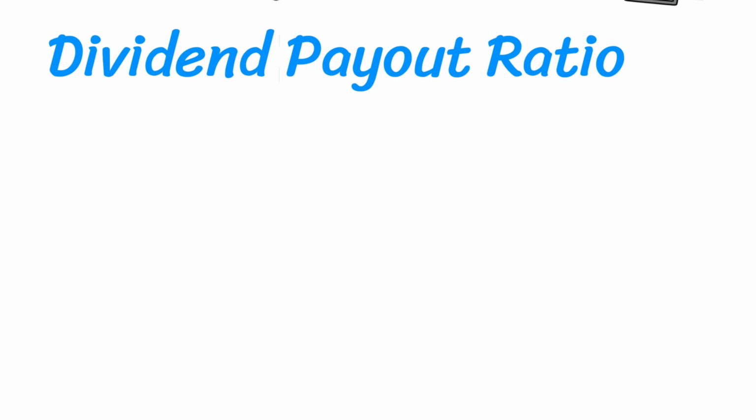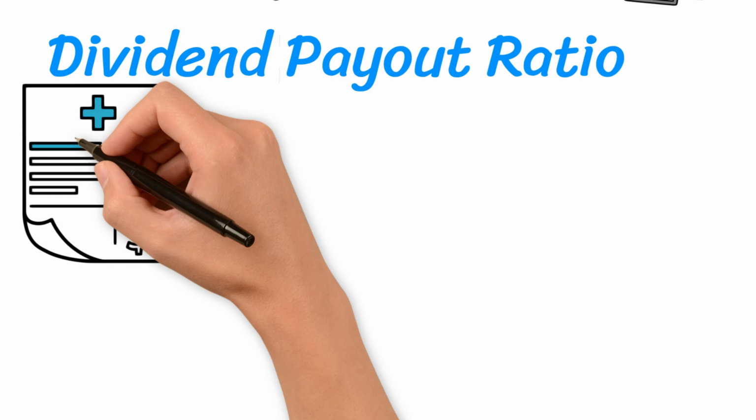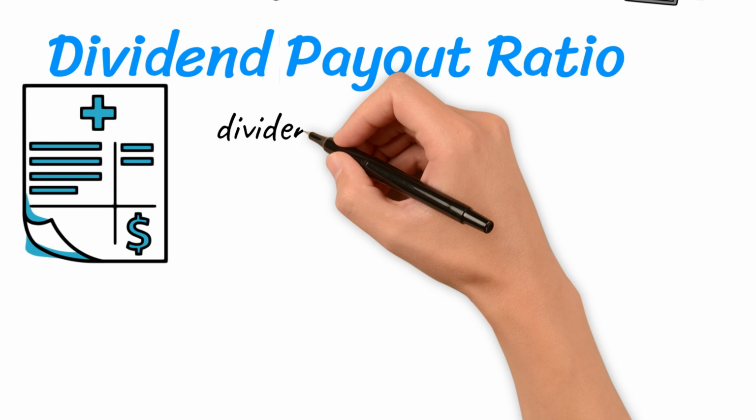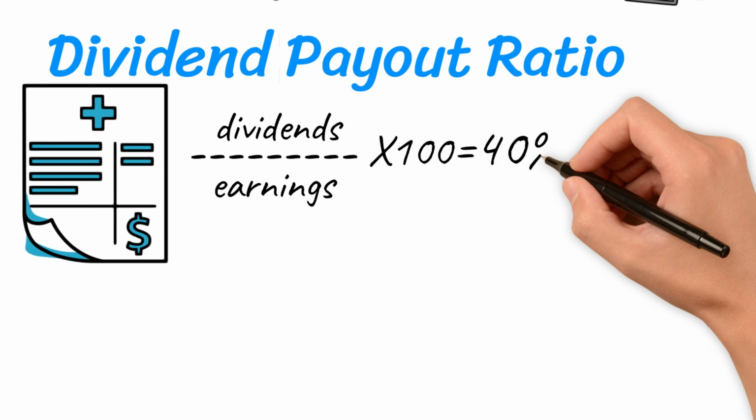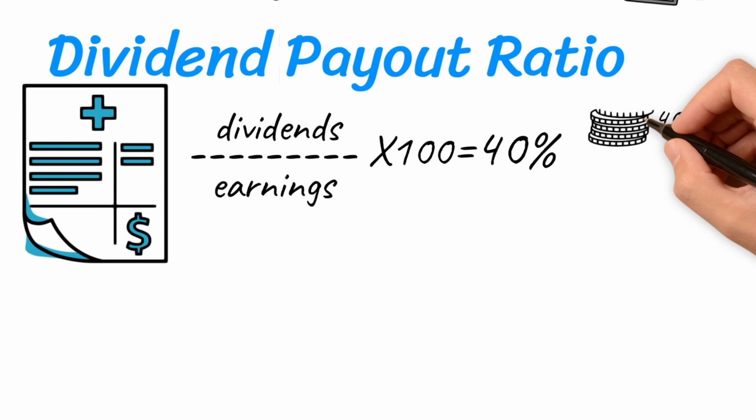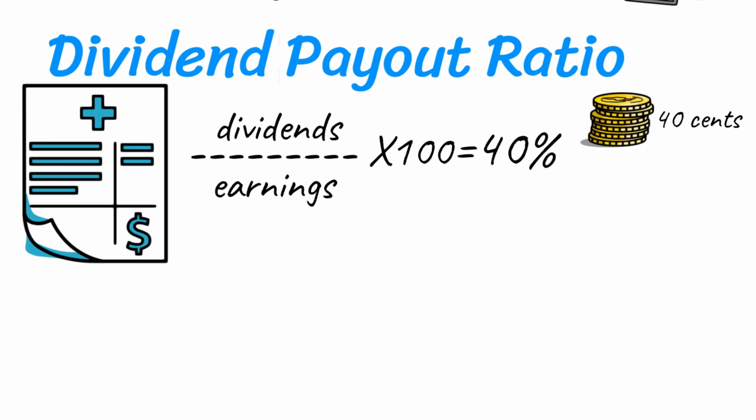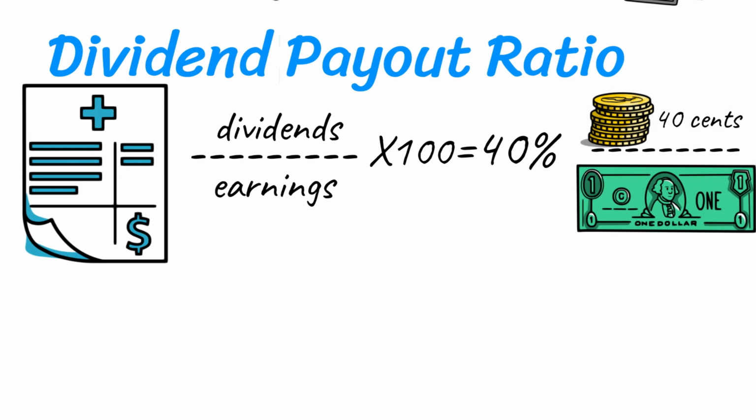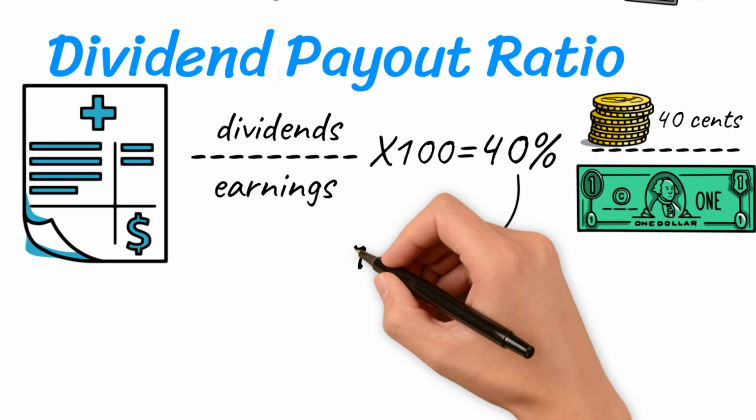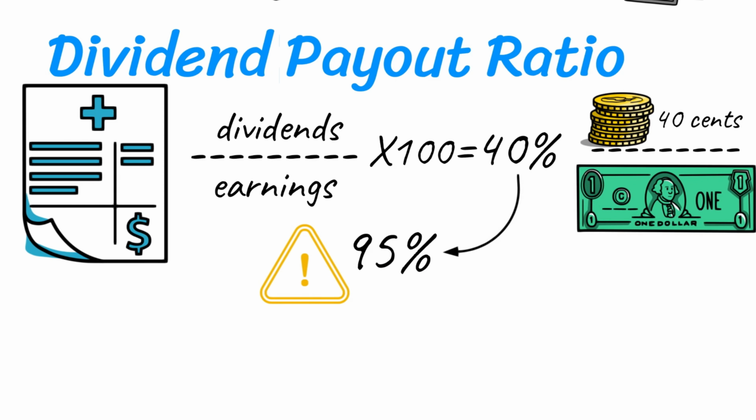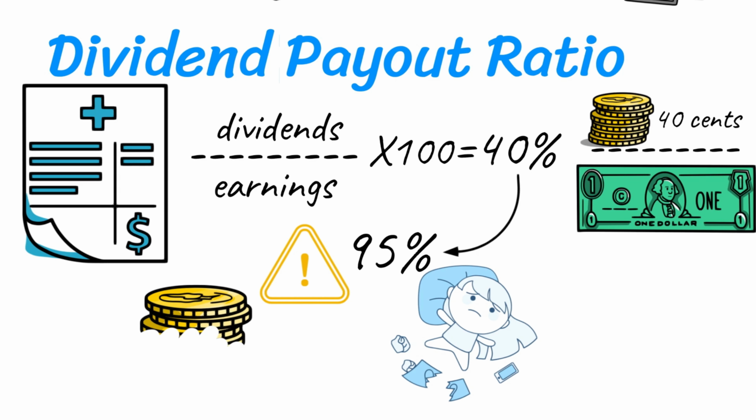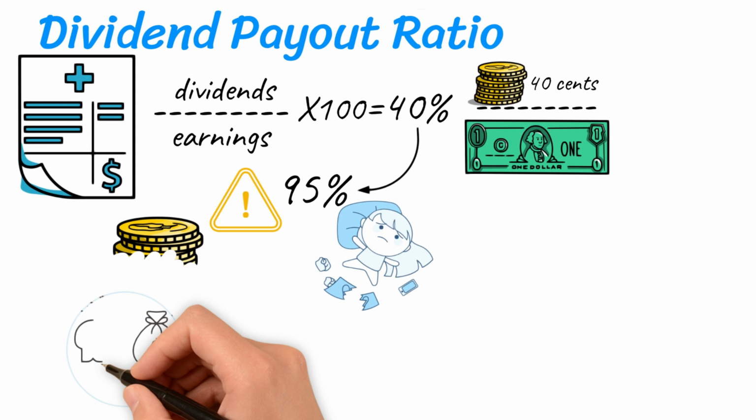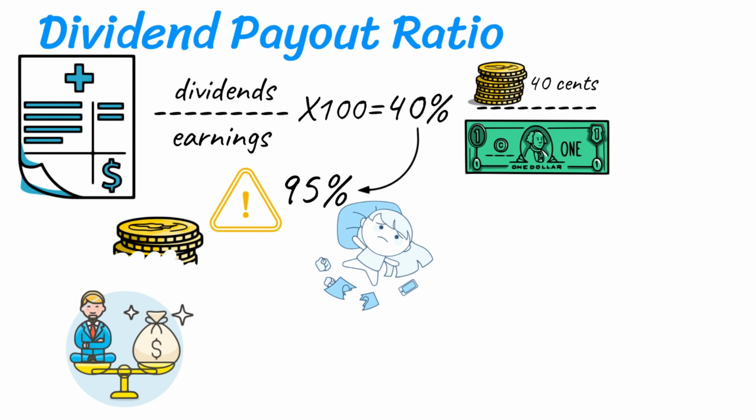Dividend payout ratio is the most important dividend health check. It's the percentage of earnings paid out as dividends. A payout ratio of 40% means the company pays out 40 cents for every dollar earned and keeps 60 cents to reinvest. A payout ratio of 95% is dangerous. One bad earnings quarter and the company may need to cut the dividend. Mature, stable companies can sustain higher payout ratios.